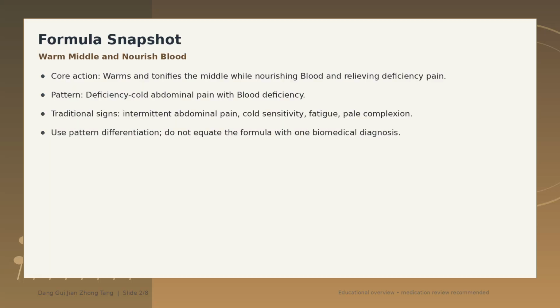Start with the pattern rather than the disease label. The traditional target pattern is deficiency cold abdominal pain with blood deficiency. Typical clues include intermittent abdominal pain, cold sensitivity, fatigue, pale complexion, pain better with warmth, and a weak pulse.